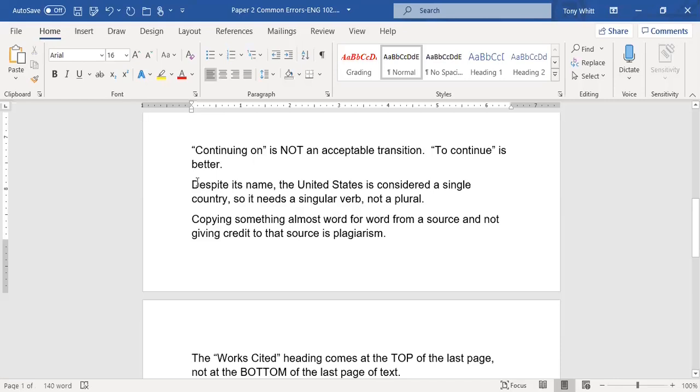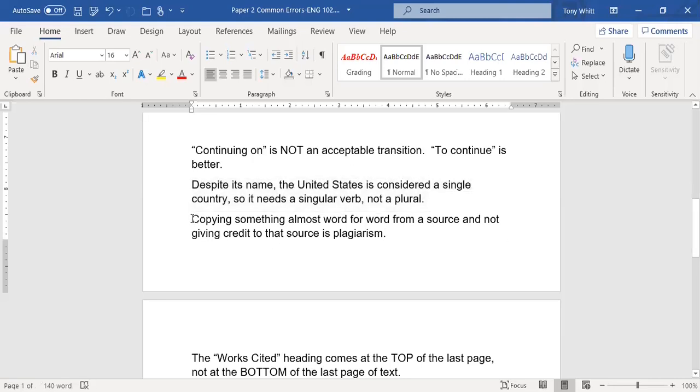All right, another thing is that despite its name, the United States is not plural. The United States is a single country, so it requires a singular verb, not a plural. We wouldn't say that the United States is currently the focus of the pandemic, because it kind of is, unfortunately. I mean, we would say that. You wouldn't say "the United States are the focus." You wouldn't say "the United States are." It's "the United States is."